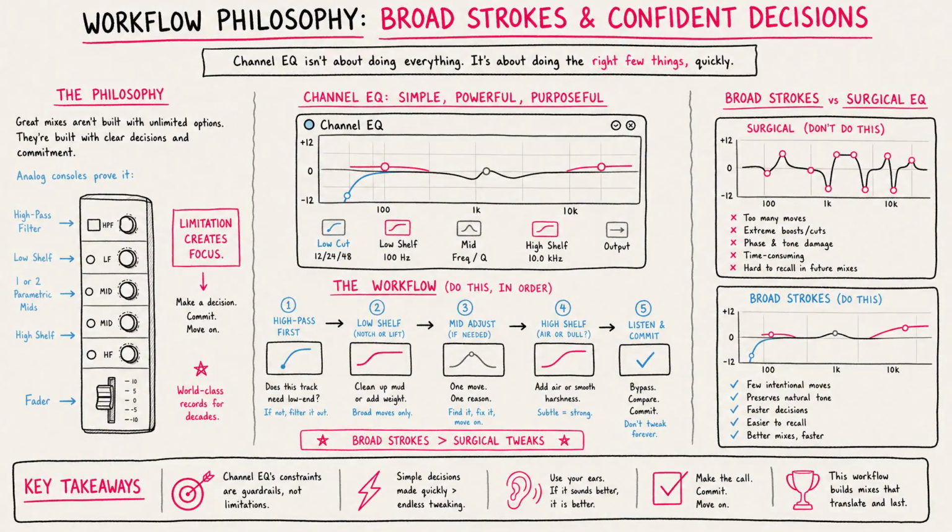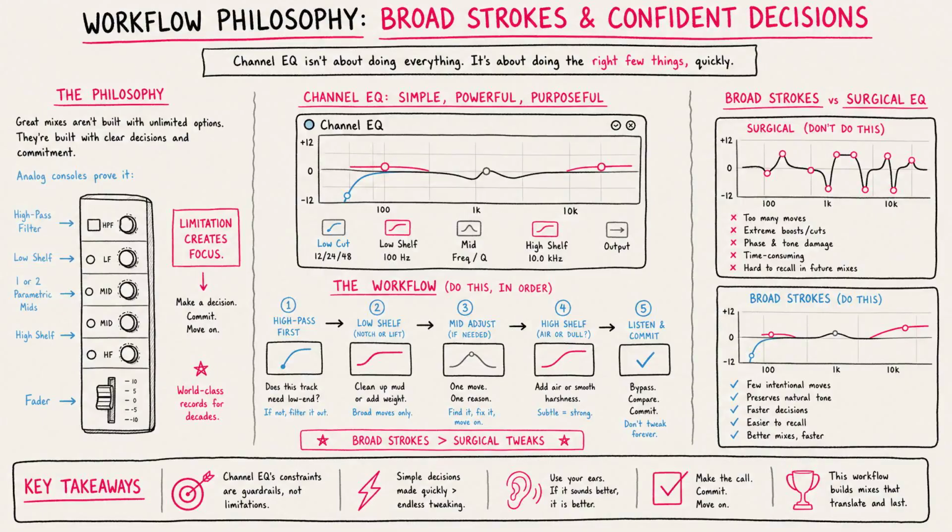This workflow translates directly to Channel EQ. High pass first. Does this track need low-end content? If not, filter it out. Don't overthink the exact frequency, somewhere between 60 and 150 Hz for most non-bass elements. One shelf adjustment for overall tone. Does the track need to be warmer or brighter? Make a 2 to 3 decibel shelf adjustment and move on.